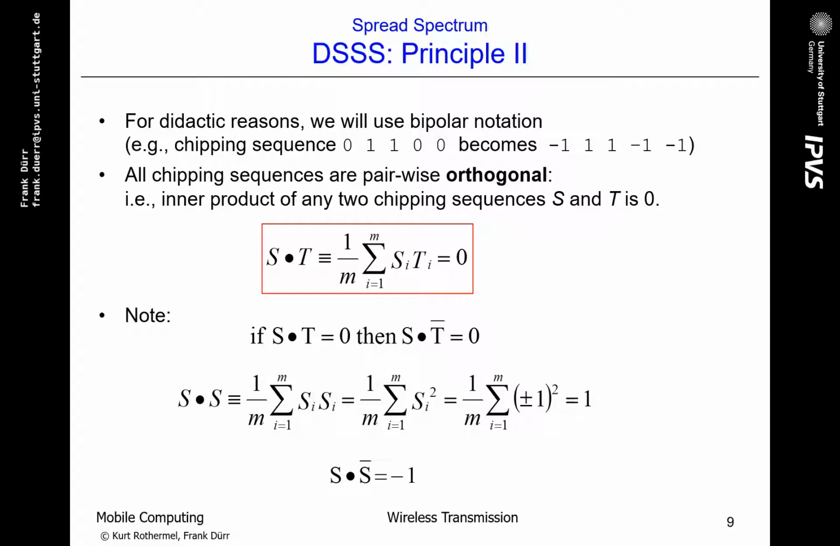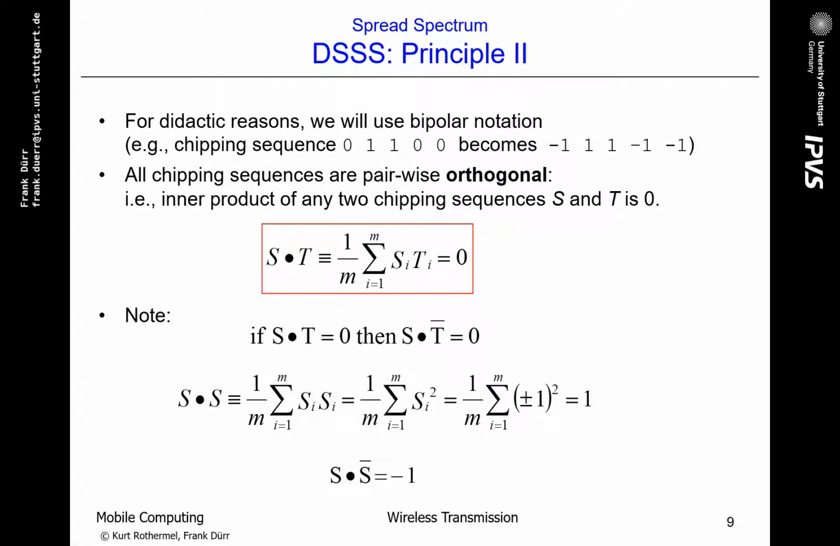Now, what does it mean that two chipping sequences are orthogonal? This means the inner product is 0. Now, that might remind you of something you might have already learned at school. If you have two vectors in Euclidean space, for instance, a three-dimensional space, how do you check whether these two vectors are orthogonal? What do you do there? You calculate a so-called dot product of these two vectors. And the dot product, if you remember that from school, is very similarly defined as the inner product of our two chipping sequences.